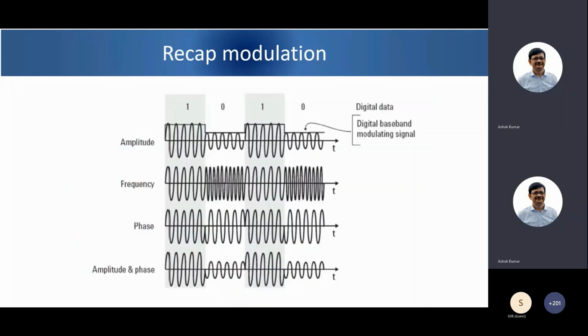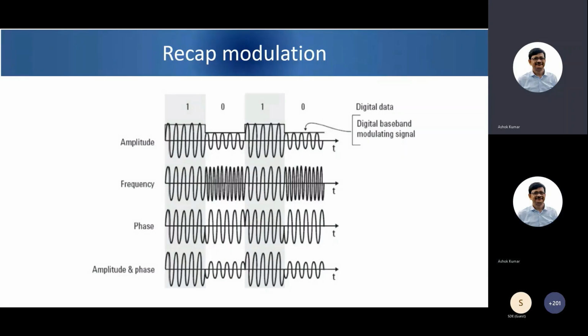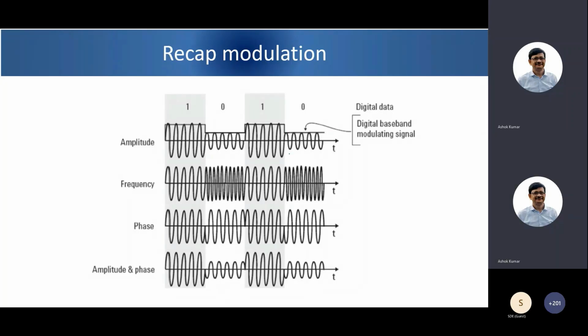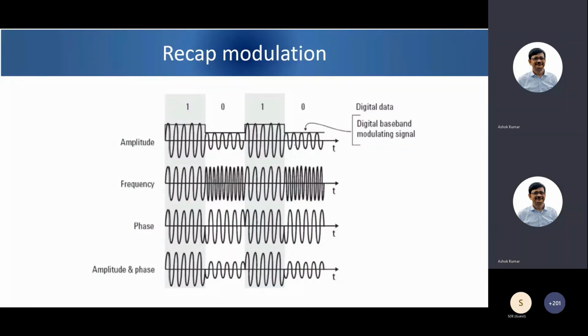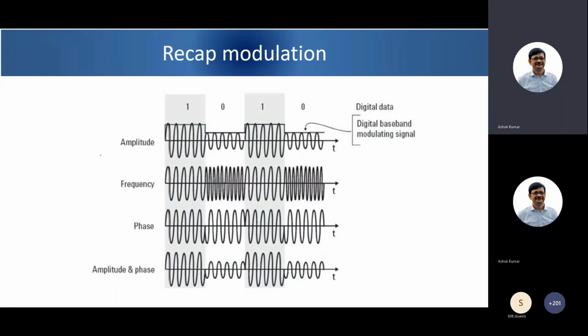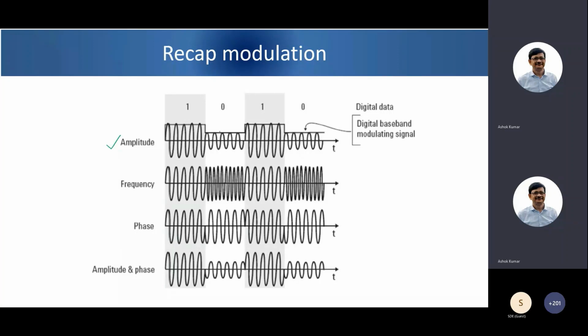Now let us recap various modulations just for the purpose of understanding. You might have gone through all these. So we have amplitude modulation. In amplitude modulation, depending upon whether I want to transmit 1 or 0, the amplitude of the signal is varied. In case of 1, I have a larger amplitude; in case of 0, I have less amplitude. So that is your amplitude modulation.